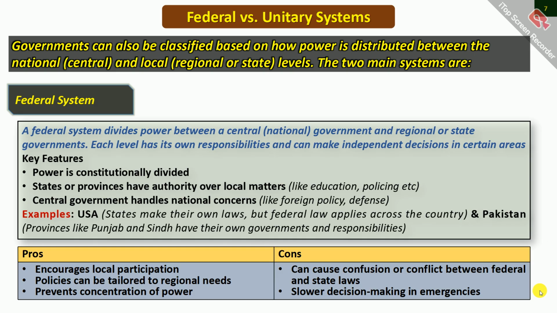In the USA, for example, states make their own laws, but federal law applies across the country. In Pakistan, provinces like Punjab and Sindh have their own governments and responsibilities. There are certain pros and cons. Pros: encourages local participation, policies can be tailored to regional needs, prevents concentration of power. Cons of the federal system include that it can cause confusion or conflict between federal and state laws, and there is slow decision making in emergencies.